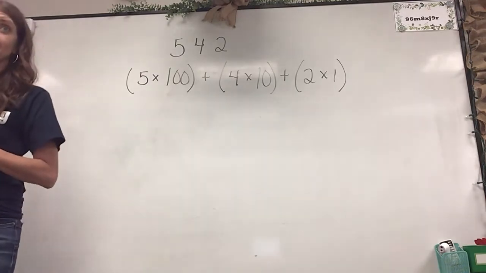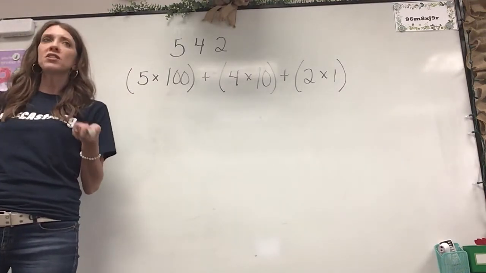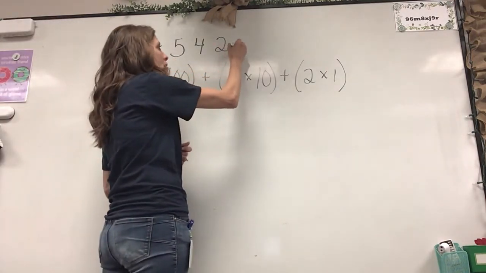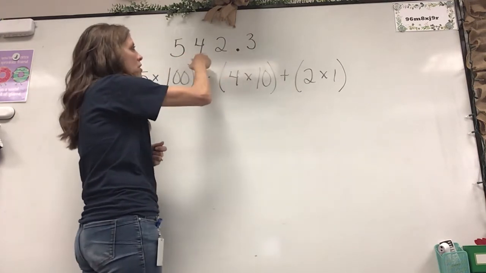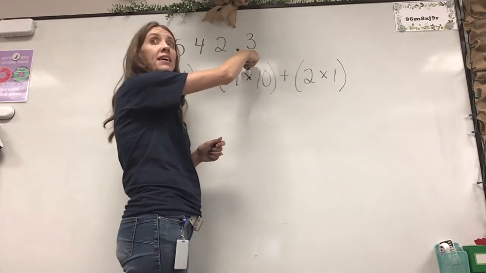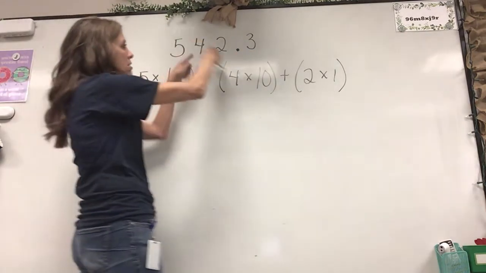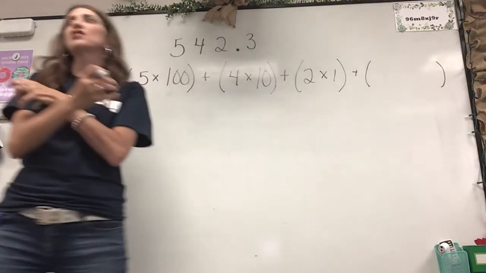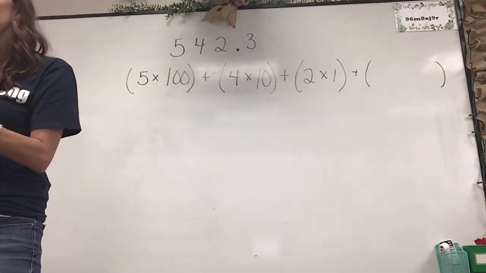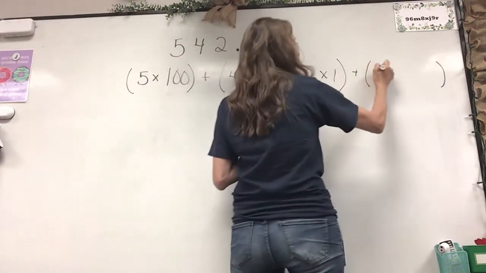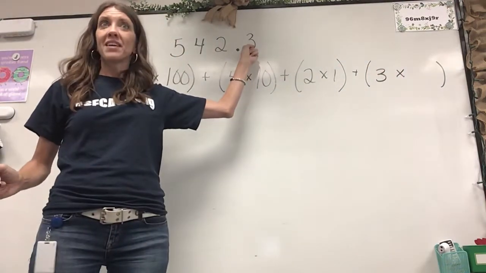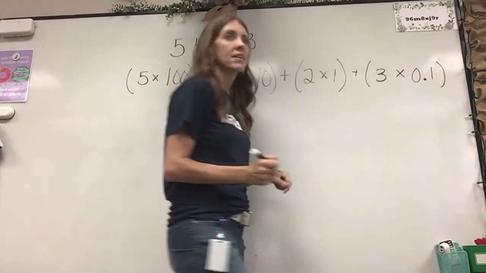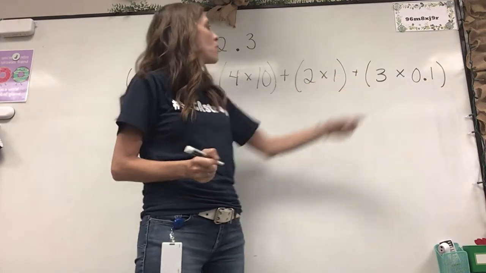Now we're going to do the same thing with decimals. So now watch this. It's not hard. What if this was 542.3 or 542 and 3/10? Now you've got the 5-digit plus the 4-digit plus the 2-digit plus, how are we going to write the 3-digit in expanded form? We take the digit times the place. So here's the digit. What place is that? 1/10. So 1/10, which you write like that, right? 1/10.